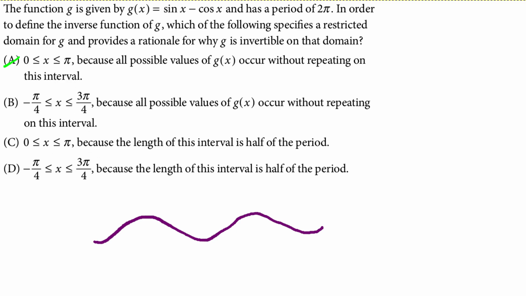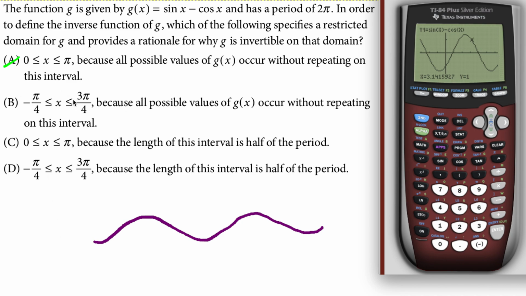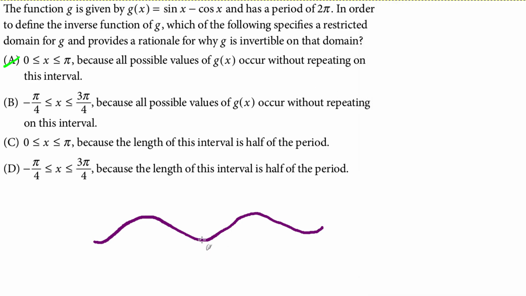Let's look at B. So from -pi over 4 to 3 pi over 4. Let's see if that works. Trace negative pi over 4. That looks good. That's my minimum. To 3 pi over 4. And that's my maximum. So that's a possible interval. Let's see if that's a good choice, because all possible values of g of x occur without repeating on this interval. That's exactly right. So I will go from here to there. So that's going to be something like this. I get all of the y values, but I never double them up.